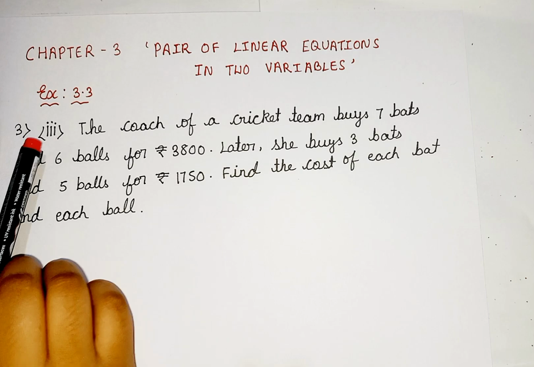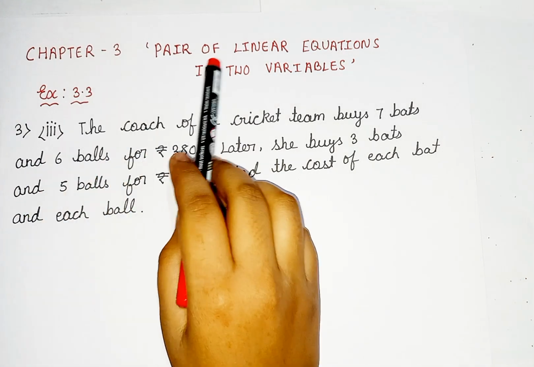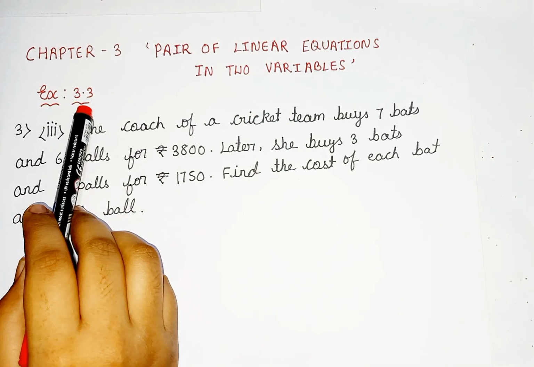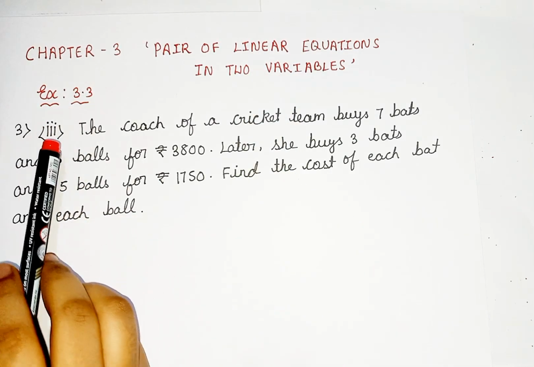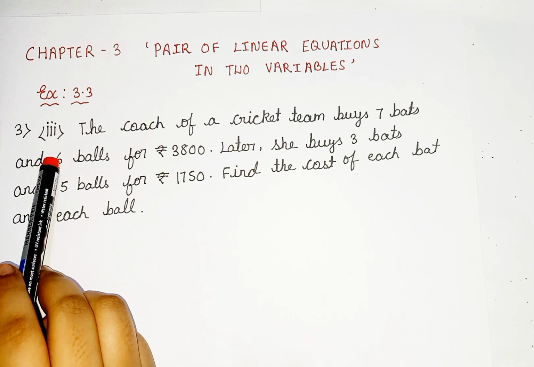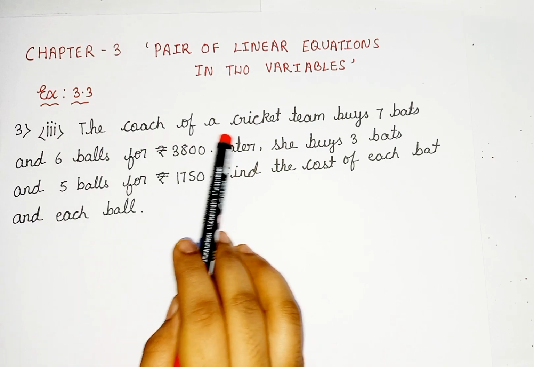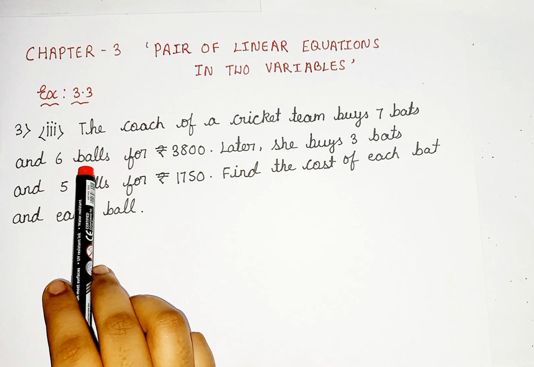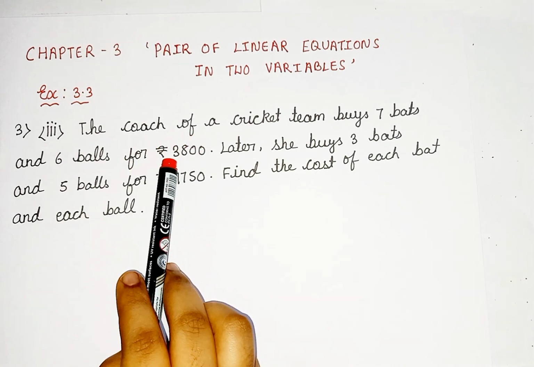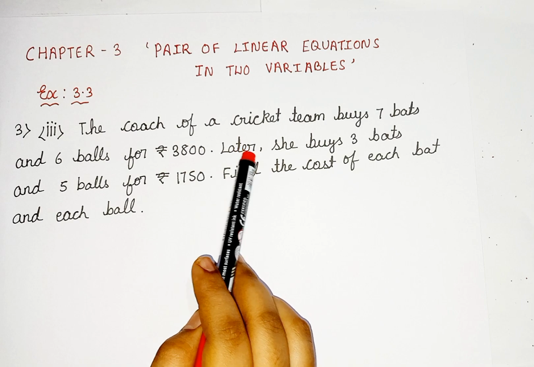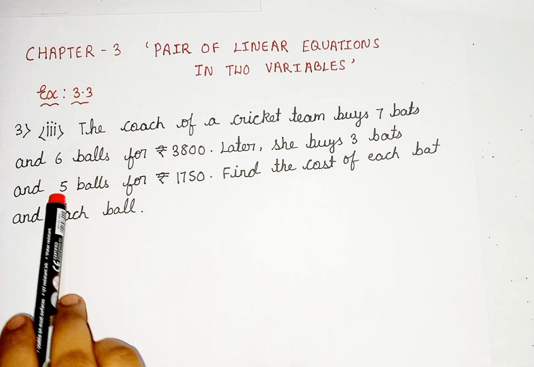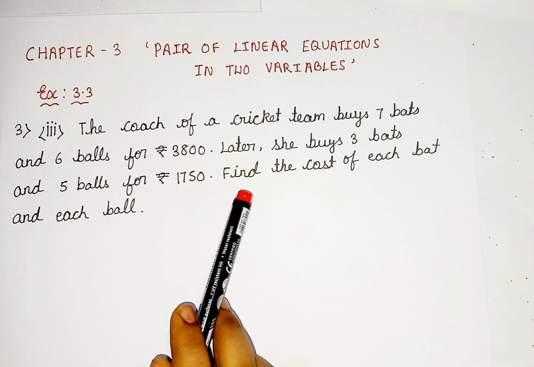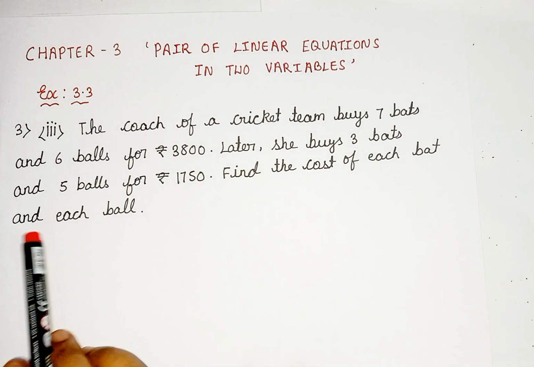Today we are going to be learning Chapter 3, Pair of Linear Equations in Two Variables, Exercise 3.3, third question, third subdivision. Alright, now let's read the question. The coach of a cricket team buys 7 bats and 6 balls for rupees 3,800. Later, she buys 3 bats and 5 balls for rupees 1,750. Find the cost of each bat and each ball.